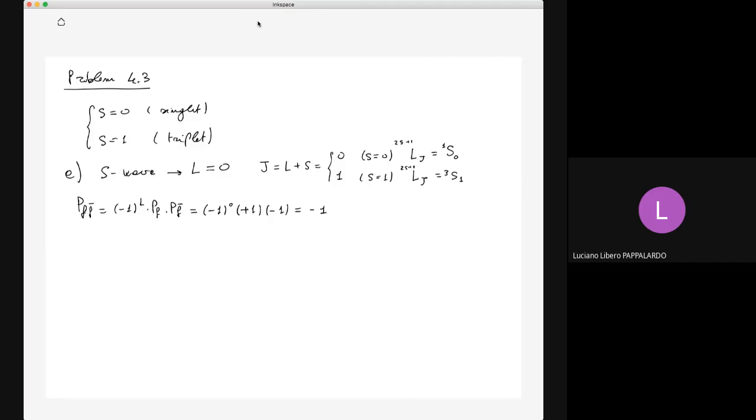So this depends only on the value of L, which is 0. Now, let's calculate the charge conjugation for these two states. Let me start with 1S0, because in this case we also have to take into account the spin component of the wave function. If you remember from two lessons ago, this is (-1)^(L+S) for a fermion-antifermion system. So we can substitute: this is -1 to the power 0 for L and also 0 for S in this specific case. So this is +1.